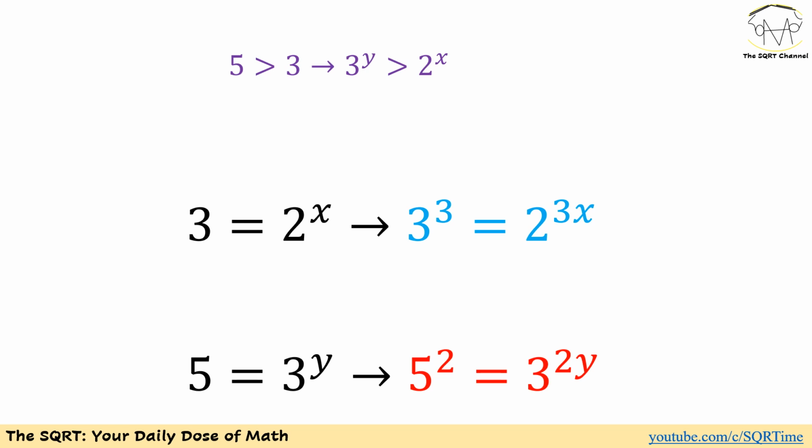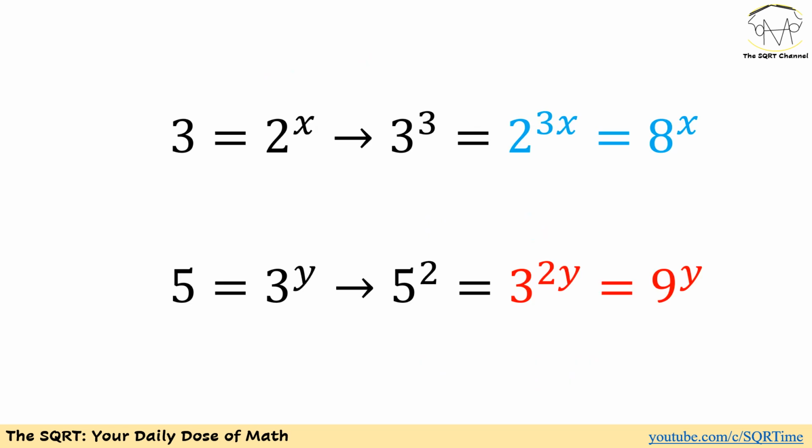I'm going to take power of 3 from the first one and power of 2 for the second one. It leads to 3 to the power of 3 is equal to 2 to the power of 3x, and 5 to the power of 2 is equal to 3 to the power of 2y. Now we can say that 3 to the power of 3 is basically 8 to the power of x, and 5 to the power of 2 is basically 9 to the power of y.